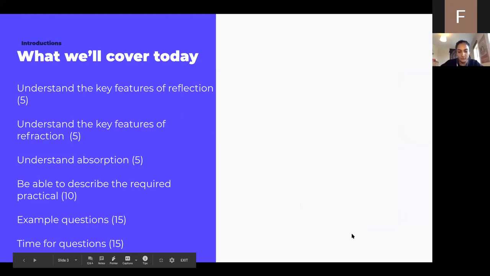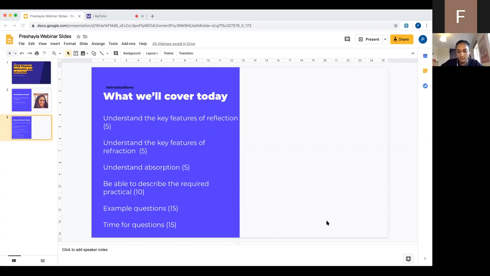Brilliant. So lots to cover today in terms of content. What we'll cover is understanding the key features of reflection, understanding the key features of refraction, understanding absorption, being able to describe the required practical, and then some example questions at the end, followed by any questions you might have about anything that's been covered throughout.